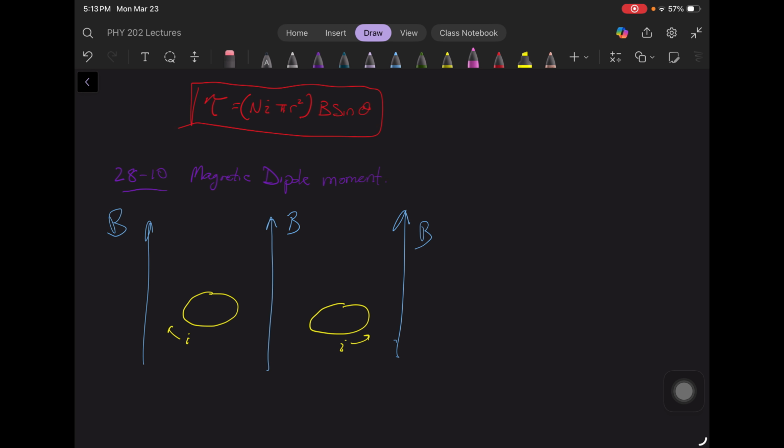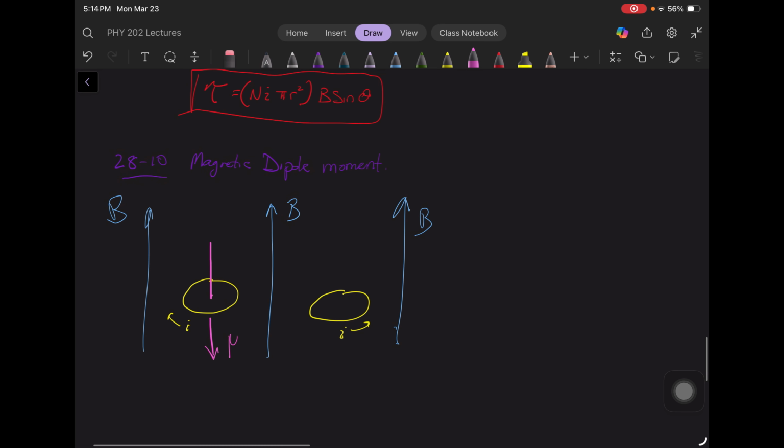And so we can use a right-hand rule for that. We're going to use one of the ones where you curl your fingers in the direction of the current, and then wherever your thumb points is what the magnetic field does. And so for this one on the left, if we curl our fingers that way, our thumb points down. And so we can say the magnetic moment for this is pointing down. And over on the right, we curl our fingers the other way, and we get that it points up.